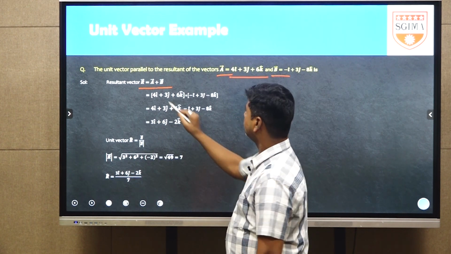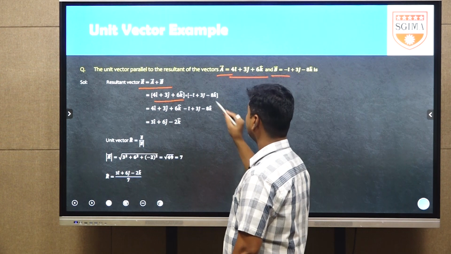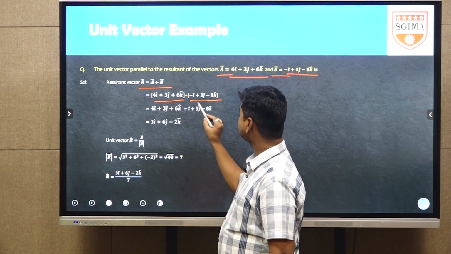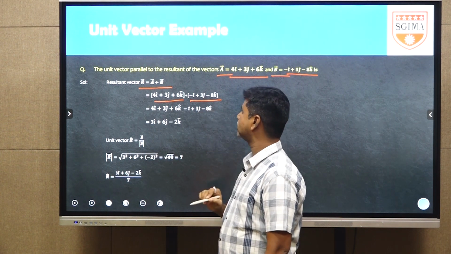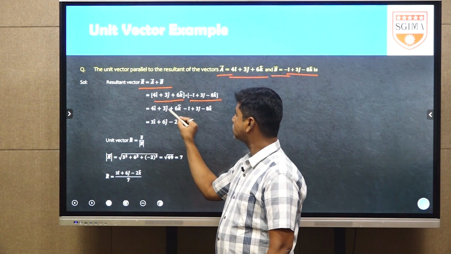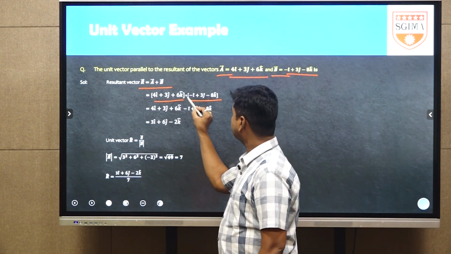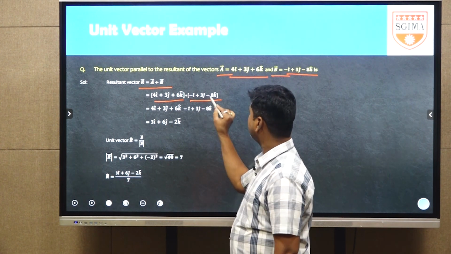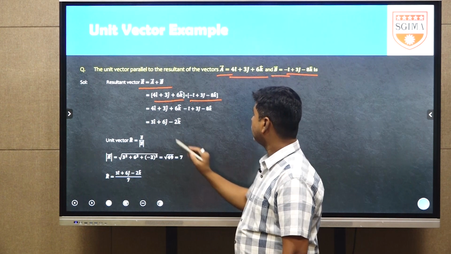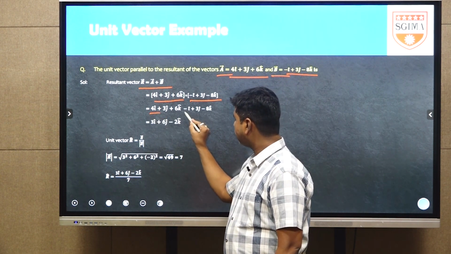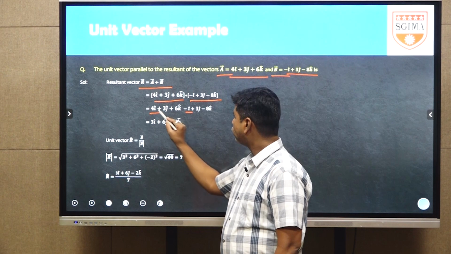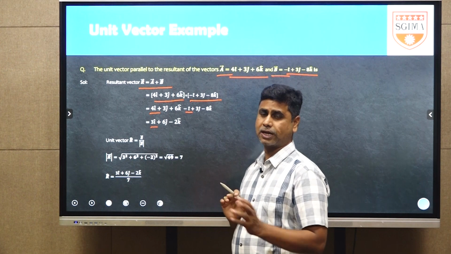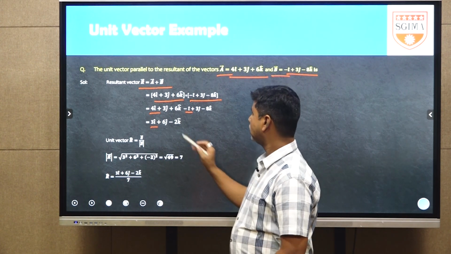Write the A bar vector, plus the B bar vector also. The B bar vector is minus i cap plus 3j cap minus 8k cap. Here 4i plus 3j plus 6k, plus minus i cap plus 3j cap minus 8k cap. Here 4i cap minus i cap is 4 minus 1, 3i, just like algebra subtraction.